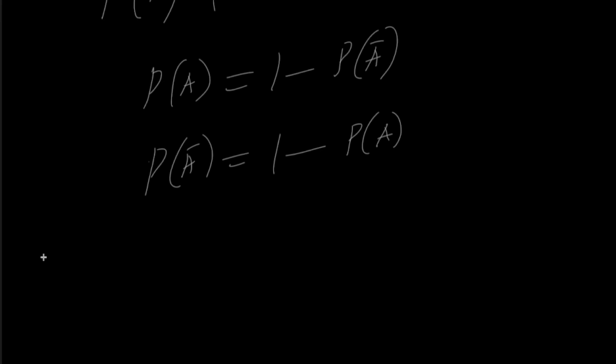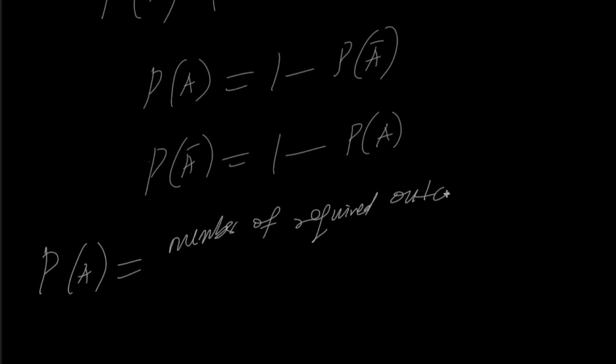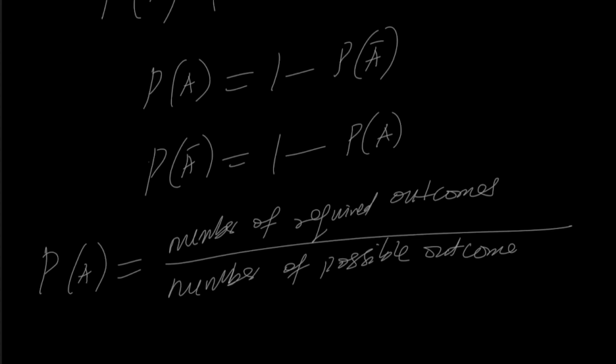In general, probability of A is equal to the number of required outcomes over the number of possible outcomes. Hope this is understood. Thank you for viewing.